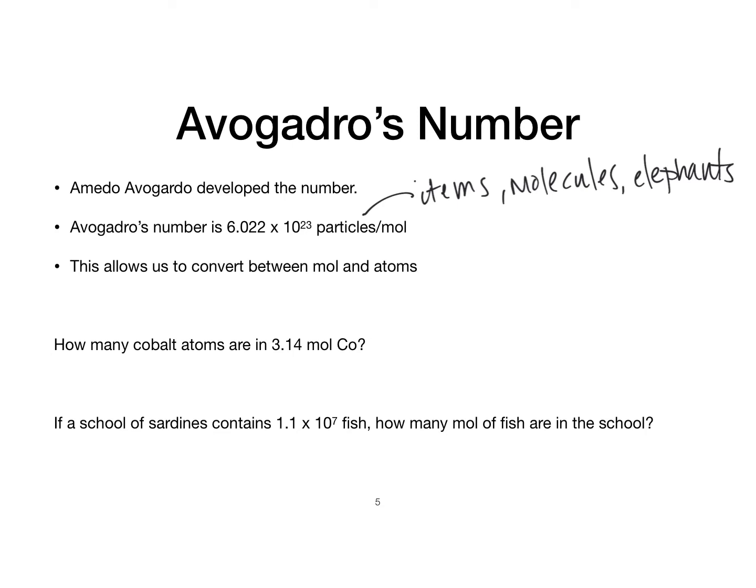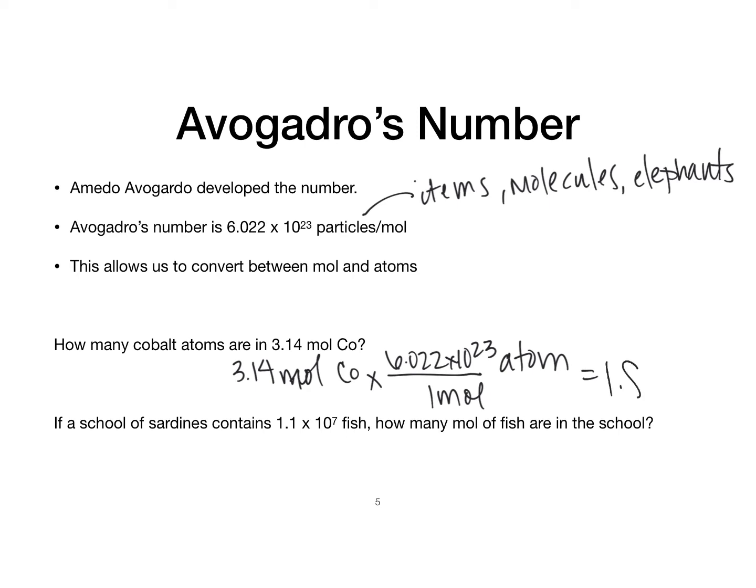So for example, how many cobalt atoms are found in 3.14 moles of cobalt? So we're going to set up a dimensional analysis problem of 3.14 moles of cobalt. And every mole has 6.022 times 10 to the 23rd atoms, or molecules, or elephants, in 1 mole. And so when we plug this into our calculator, you would get 1.89 times 10 to the 23rd cobalt atoms. And that includes the significant figures.